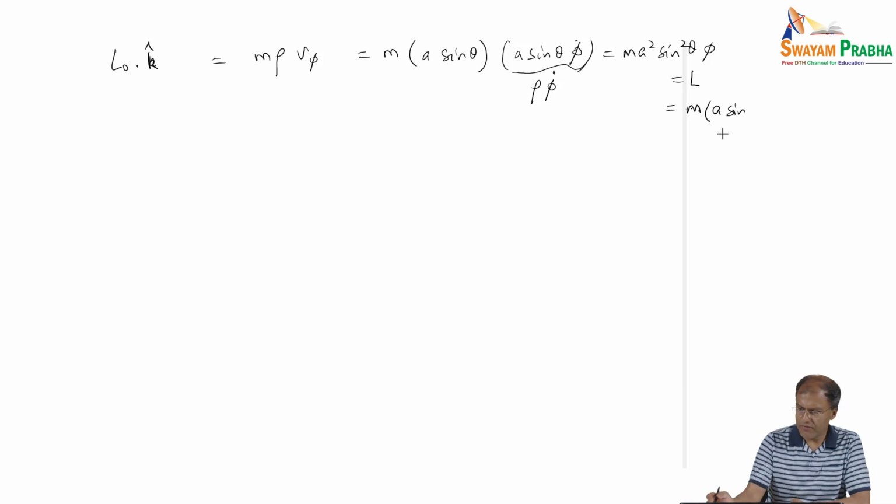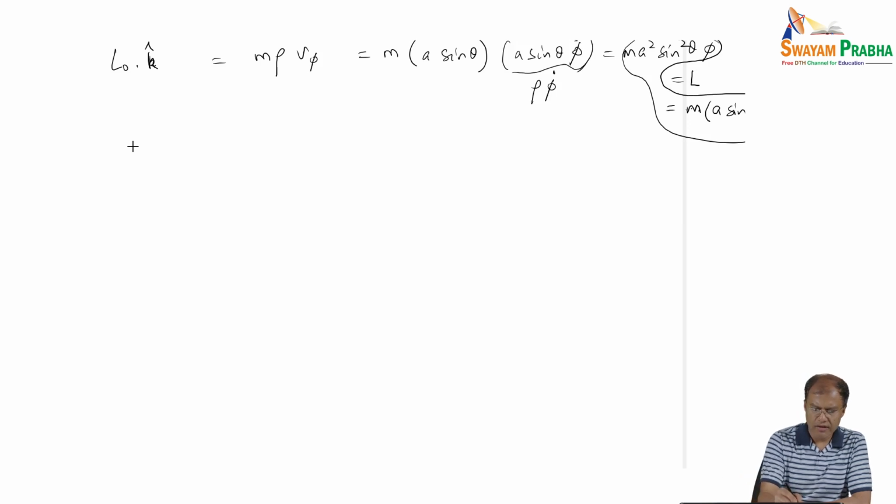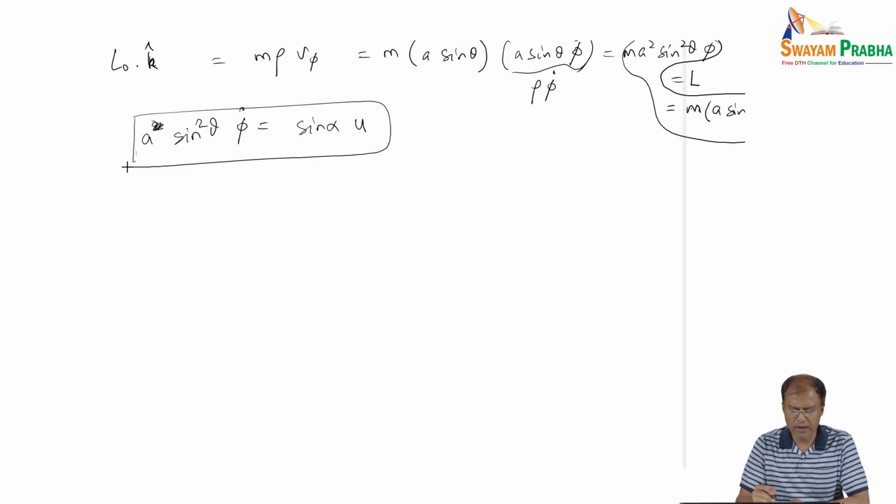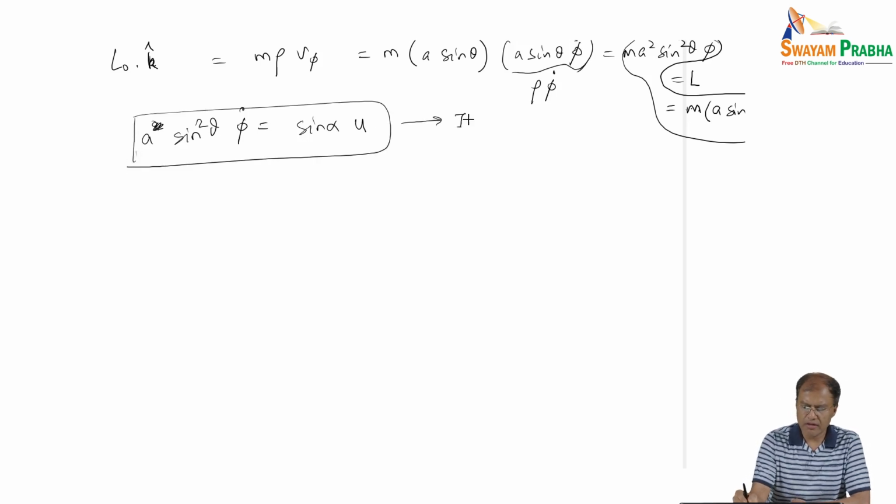We equate both these expressions, and what we get is the angular momentum conservation: a sine square theta times phi dot equals a sine alpha times u. Okay, so this is my angular momentum conservation. Let me call this 1.